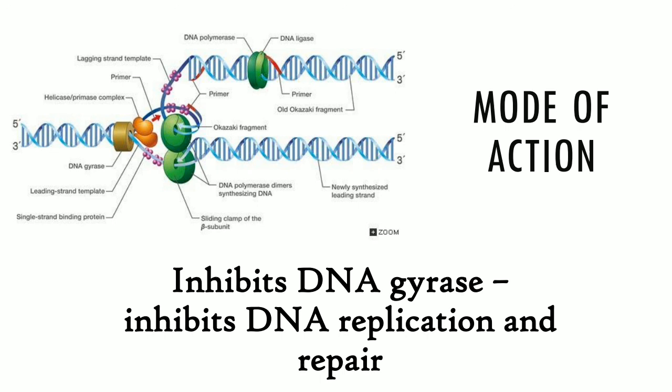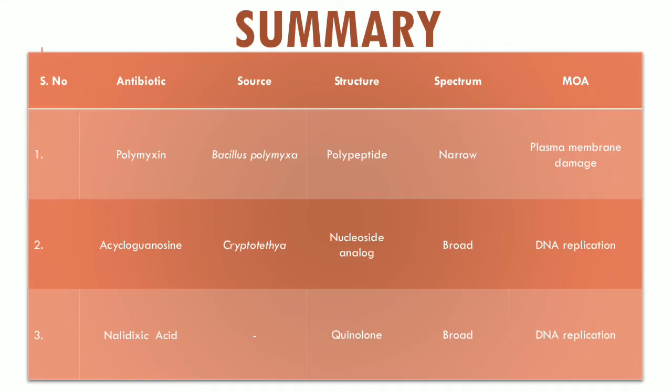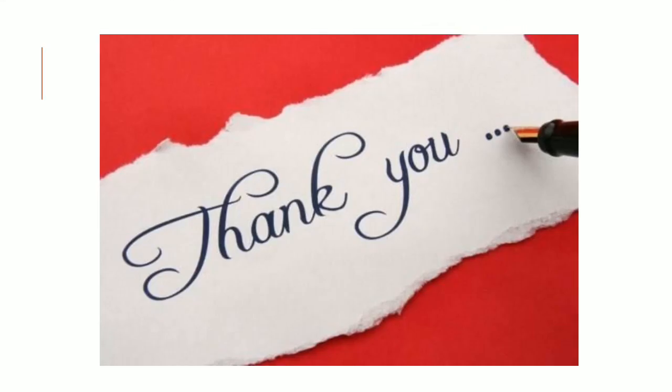So this is what we have done in today's class, three different antibiotics: polymyxin, acycloguanosine or acyclovir, and nalidixic acid. As you can see, there is no source for nalidixic acid because it is a synthetic chemotherapeutic agent. Two were antibacterial agents: one was a natural antibiotic produced from a bacteria, and the other is a synthetic chemotherapeutic agent. And we have also spoken about a very important antiviral agent.